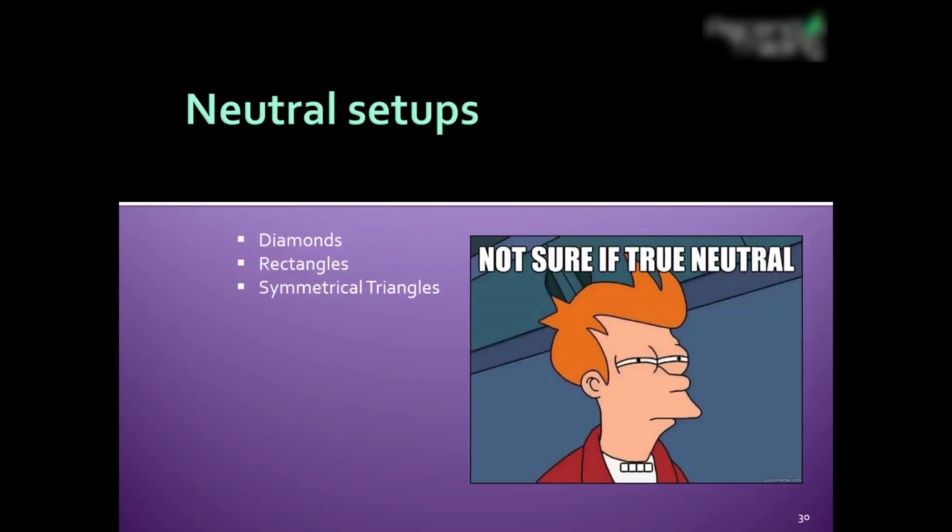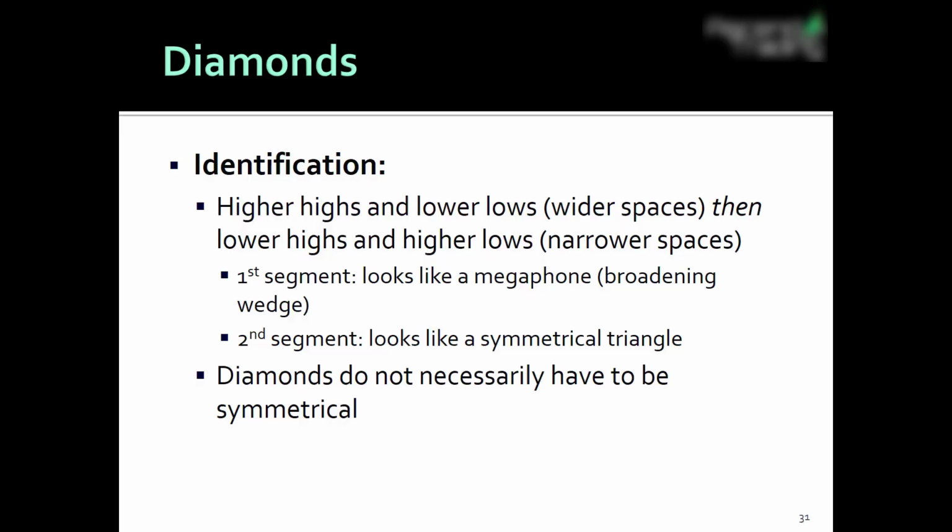So for neutral setups, these are the three primary patterns we're looking at. For diamonds, you're going to look for higher highs and lower lows on the left side, and lower highs and higher lows on the right side. The easiest way to see that is if it makes a megaphone pattern and then eventually a triangle pattern.